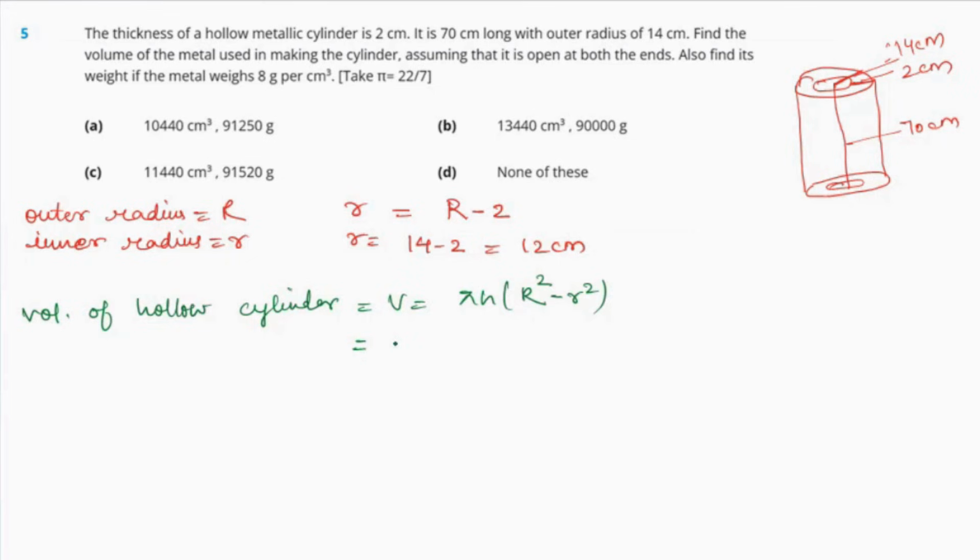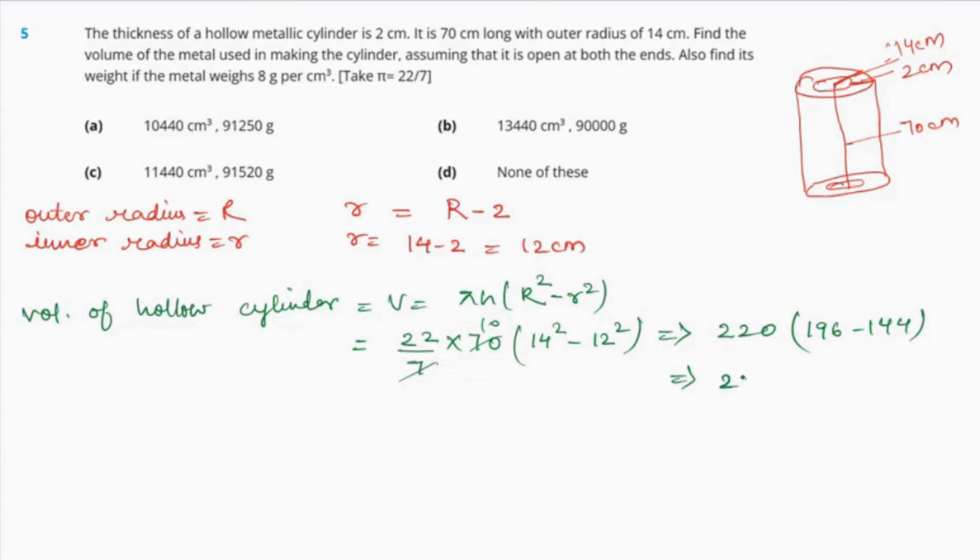The value of pi, we already know, is 22 by 7. Height is given to us, which is 70. Outer radius is 14 squared, and inner radius is 12 squared. So we can cancel 7 with 70 ten times, and 22 times 10 gives us 220. Now 14 squared is 196 and 12 squared is 144. We subtract them and get 220 times 52. When we solve it, we get 11,440 centimeter cube. So this will be the volume of the cylinder.